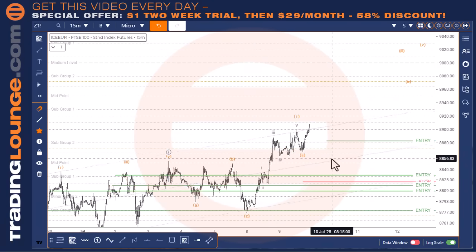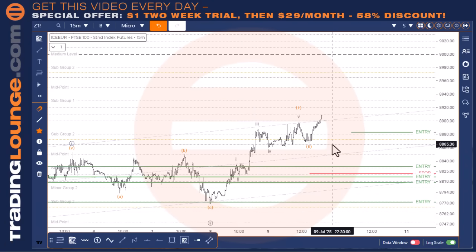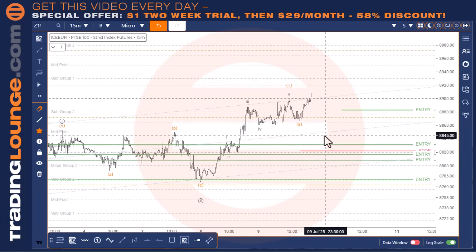So we'll tweak that. It's a little bit like Bitcoin at the moment. It's sort of doing the same thing, and we expected Bitcoin to pop in terms of our wave counts, and that will take all of those crypto stocks with it as well. So everything is on point at the moment.